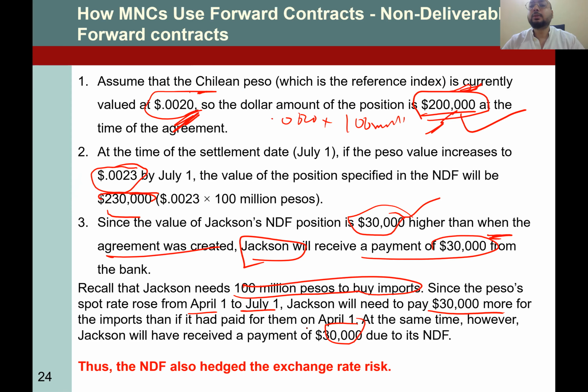That's it. So what is the beauty of NDF? The beauty of NDF is that the reference amount is not transferred. So the bank is not responsible to make this 100 million pesos available. They just see the position in the market.